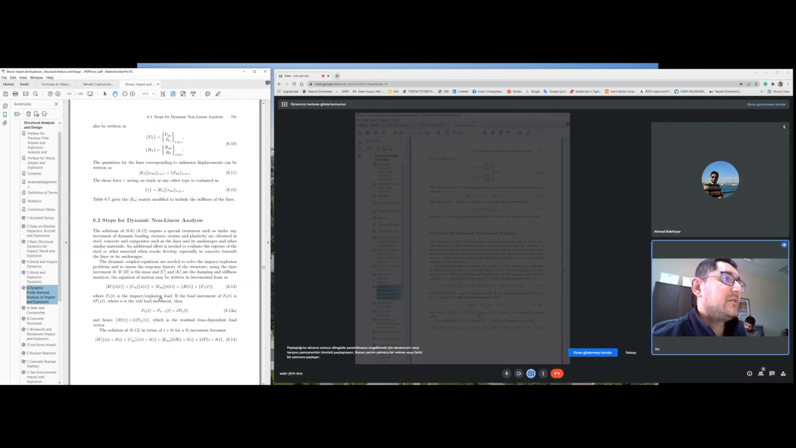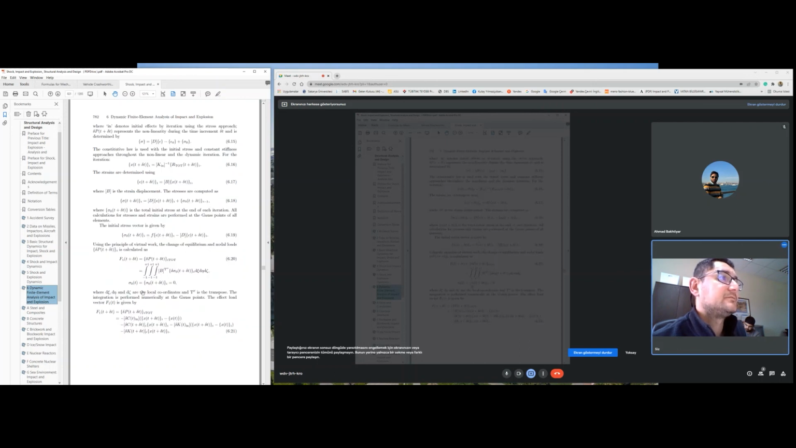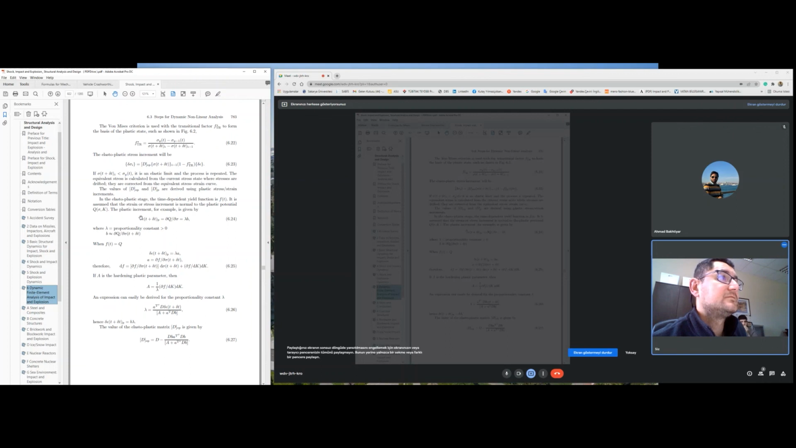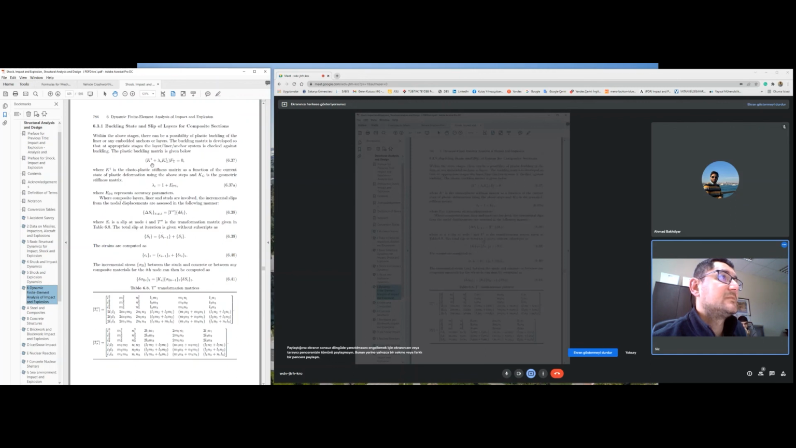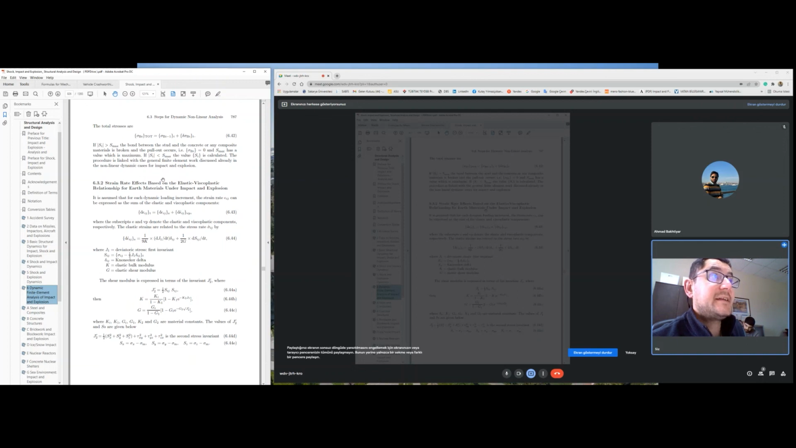So the behavior and description of the equations. Buckling state and slip of layers for composite sections. Of course, we are not using composite. When you are not using composite, the material will be isotropic, so it will be much easier. Strain rate effects. This is important.